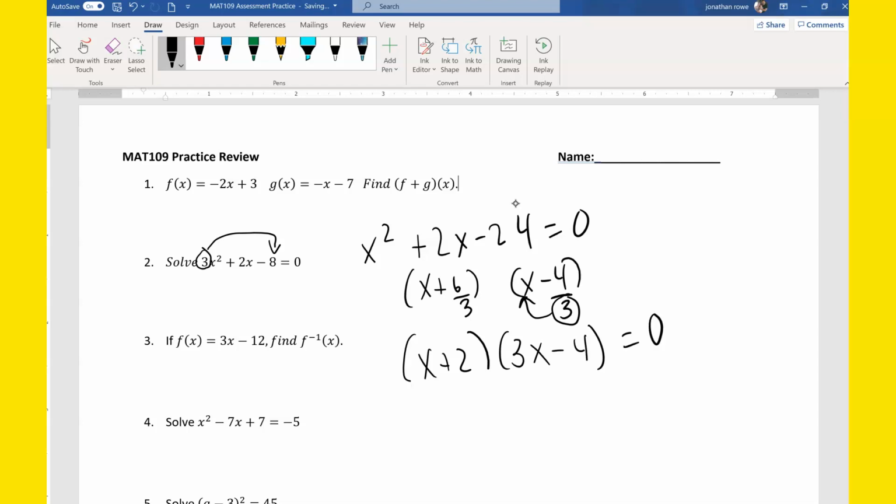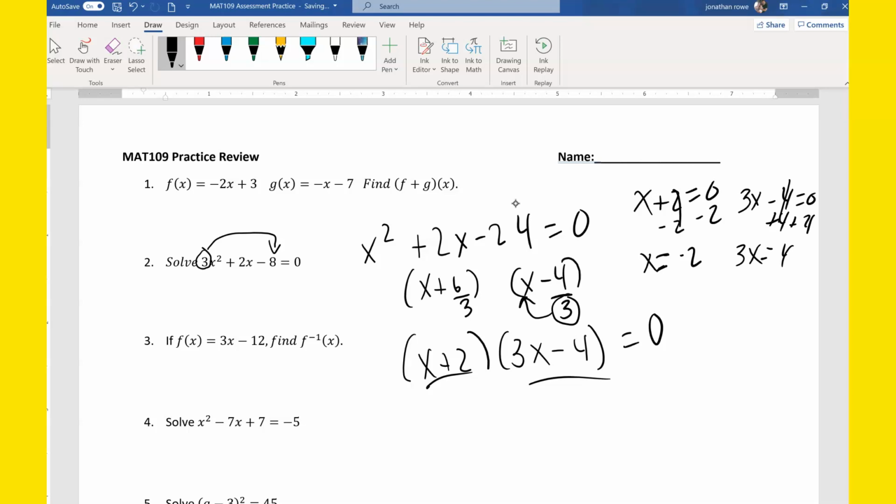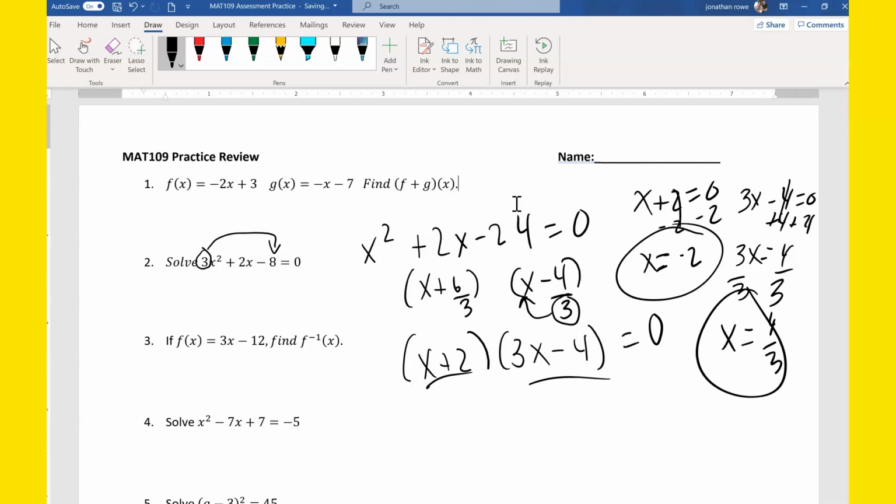And so now you can solve both of these by setting this equal to 0 and this equal to 0. Set x plus 2 equal to 0. Subtract 2 from both sides, you get x equals negative 2 as one of your answers. Set 3x minus 4 equal to 0. You add the 4, you get 3x equals 4. Divide by 3, and you get x equals 4/3. So 4/3 and negative 2 are my two answers for number 2.